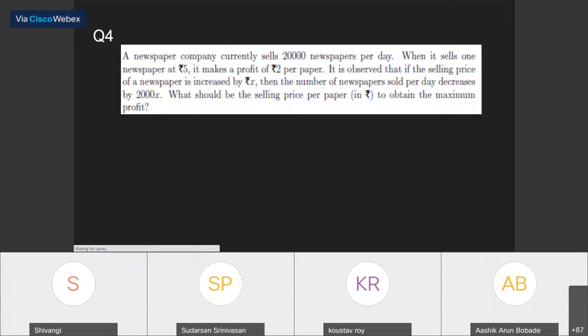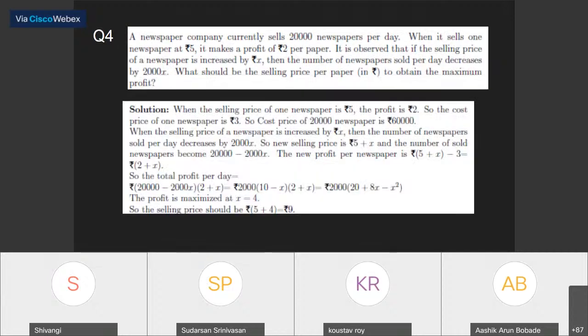Okay, I am giving the solution here. When the selling price of one newspaper is 5, profit is 2, so cost price must be 3. When the selling price is increased by x, the new selling price is 5 plus x, and the new profit will be 5 plus x minus 3, which is 2 plus x. So 2 plus x is the new profit per paper. And how many papers are there now? 20,000 minus 2,000x. So 20,000 minus 2,000x times 2 plus x is the total profit per day for all the papers. So that is the equation.